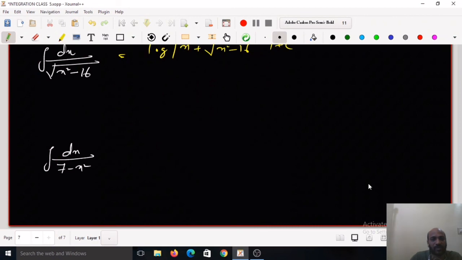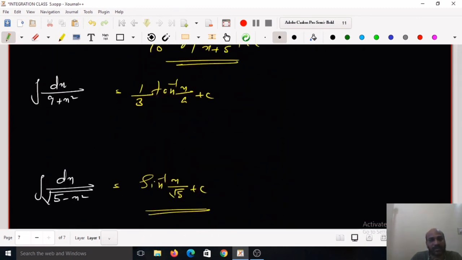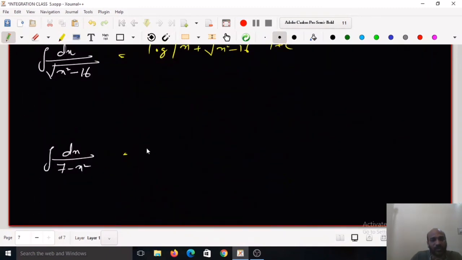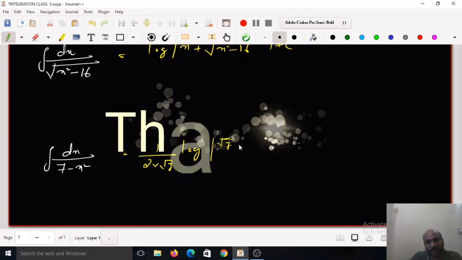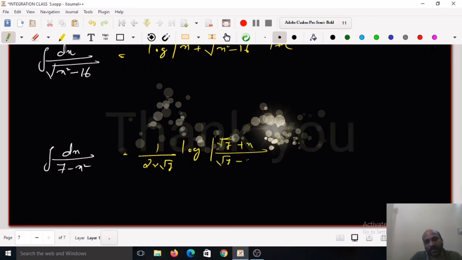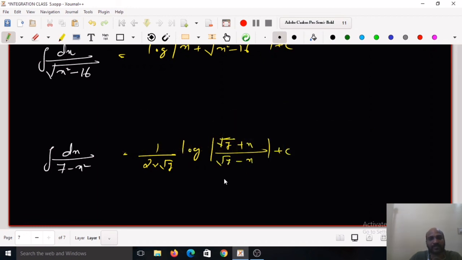One more question. Dx by 7 minus x square. There is no root in denominator, so it can be formula 1, 2 or 3. So which is that one? A square minus x square, second formula: 1 by 2a, 1 by 2 into a. A is root 7. Log mod a plus x by a minus x, that is root 7 plus x by root 7 minus x plus c.